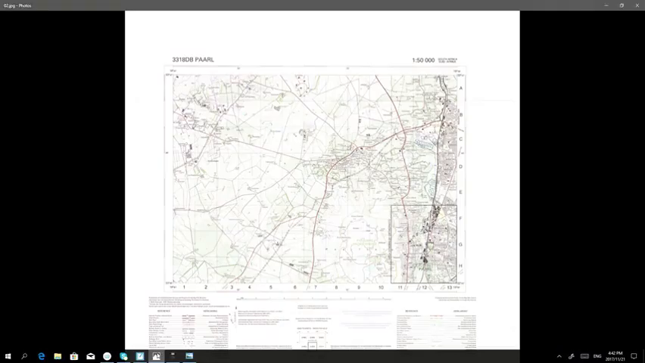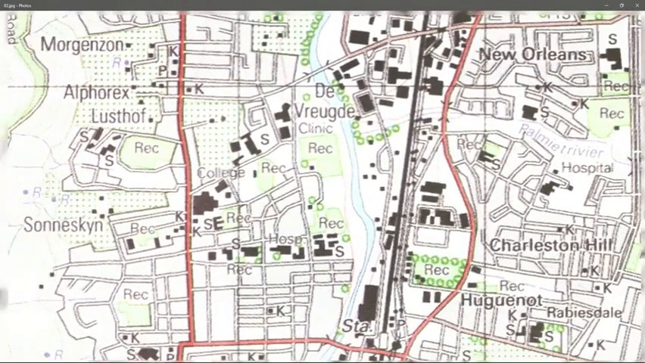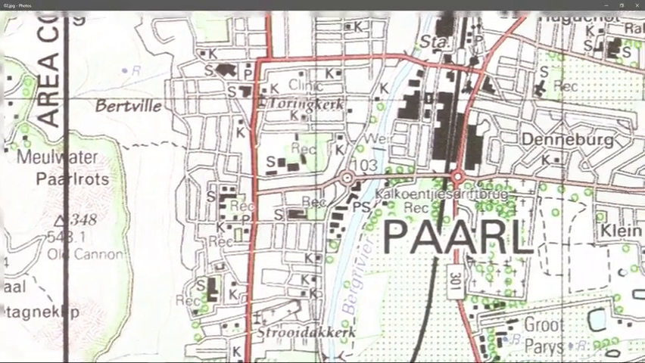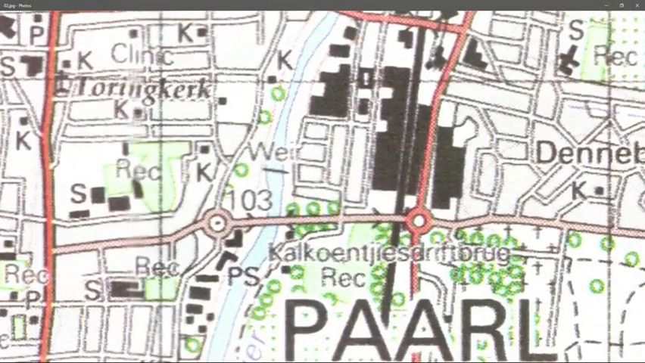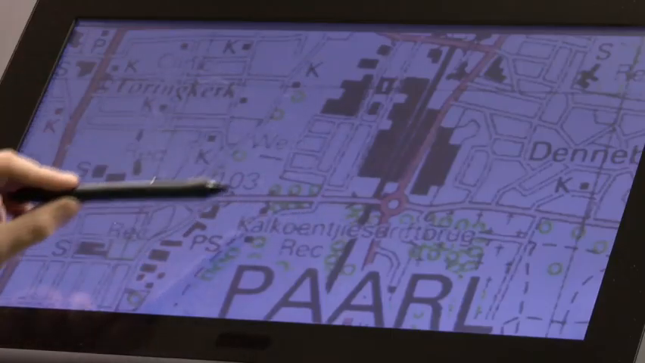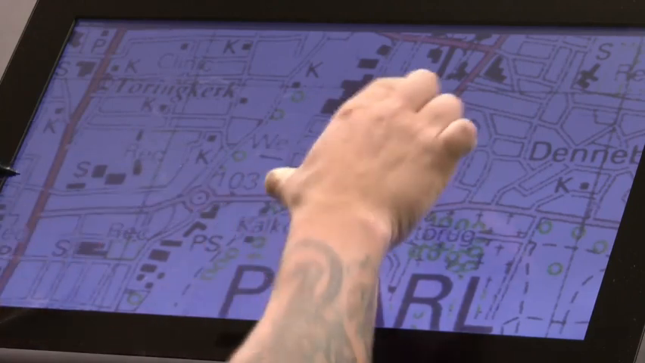If we quickly zoom in, as you can see, there are many of the industries situated over there in the town of Paarl next to the Berg River. Beautiful example situated in Paarl.